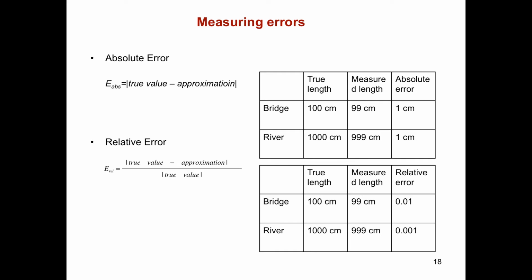So for instance, if I'm measuring something that is 100 centimeters, and what I actually measure is 99 centimeters, it looks like a large difference. The difference is 1 centimeter, okay? But relatively speaking, it's 1 over 100, so it's only about 1%, okay? Whereas if I'm looking at something that is 1,000 centimeters, and my absolute error is the same, 1 centimeter, relatively speaking it's even smaller, 10 to the minus 3, right? So it's 0.1%.